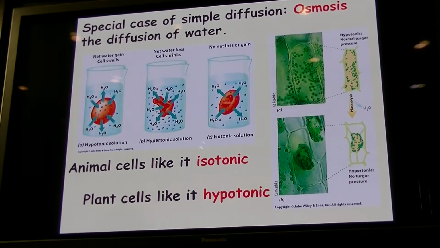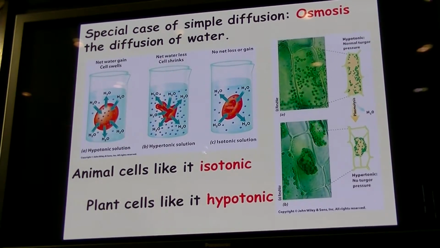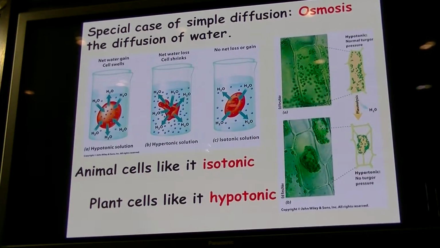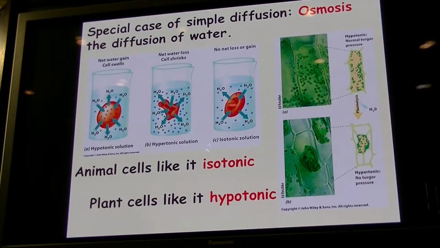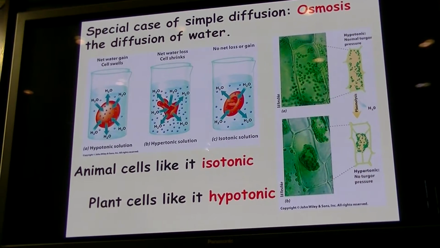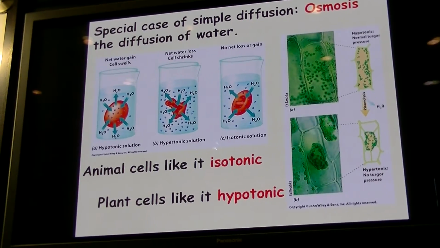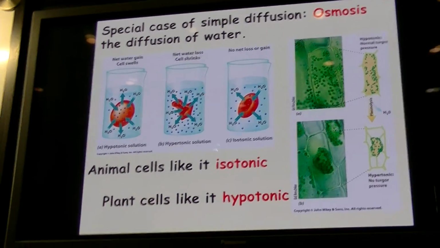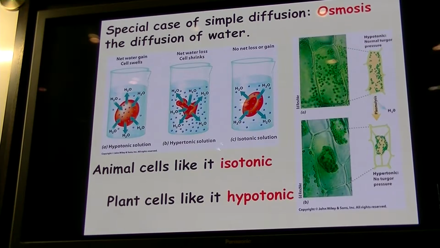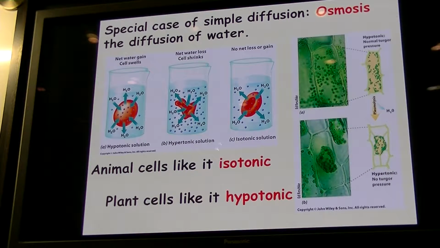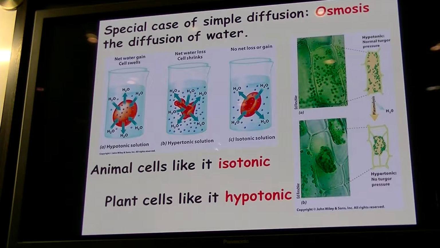Okay, we're looking at membrane transport and different transport pathways. We've looked at diffusion. A special case of diffusion is osmosis. Remember, animal cells like to be in an environment where the net result of osmosis is zero because there's the same number of particles per volume in the cell as outside of the cell, so it's isotonic.